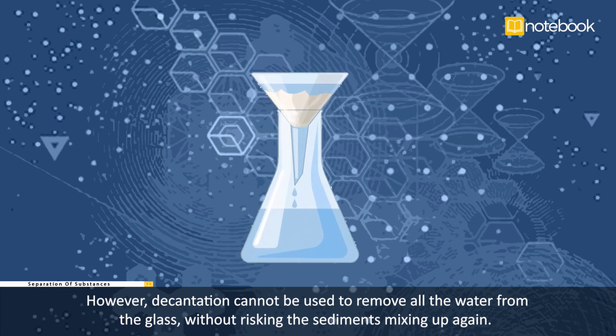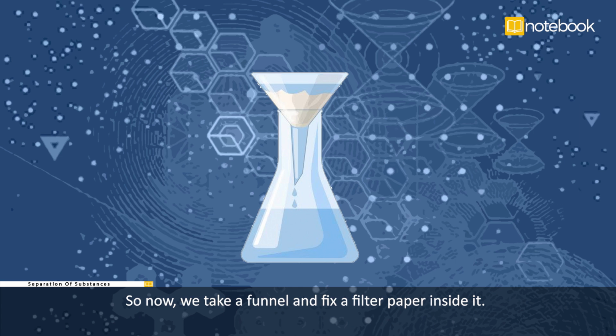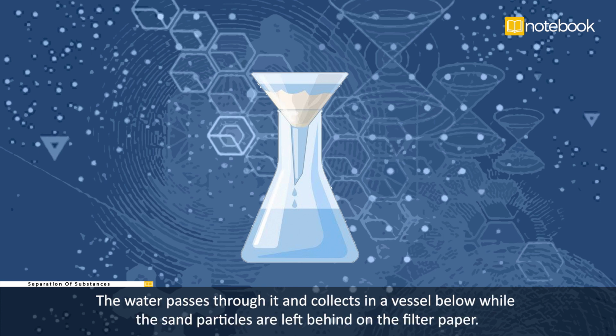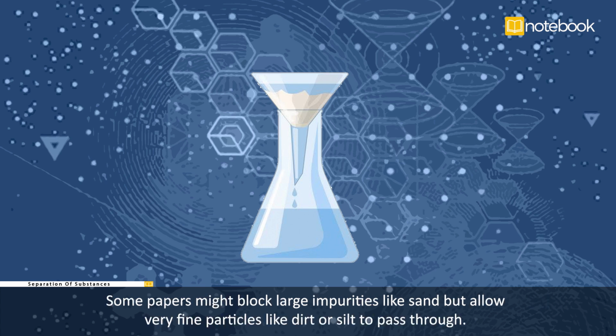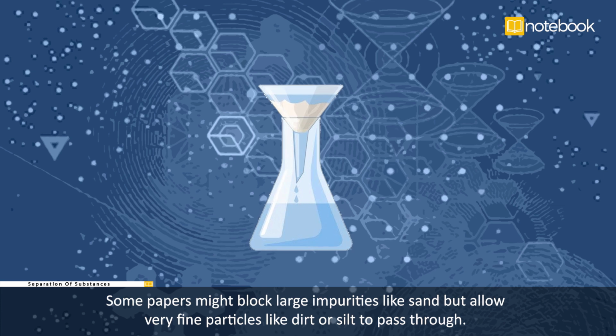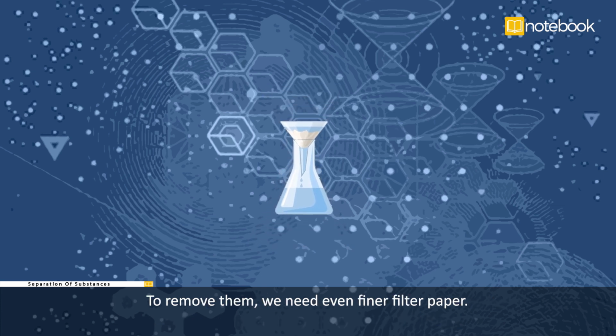However, decantation cannot be used to remove all the water from the glass without risking the sediments mixing up again. So now we take a funnel and fix a filter paper inside it. Then we can pour the remaining solution through the funnel. The water passes through it and collects in a vessel below while the sand particles are left behind on the filter paper. The quality of filtered liquid depends on what kind of filter paper was used. Some papers might block large impurities like sand but allow very fine particles like dirt or silt to pass through. To remove them, we need even finer filter paper.